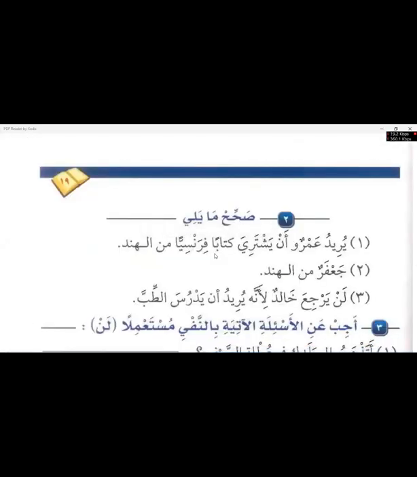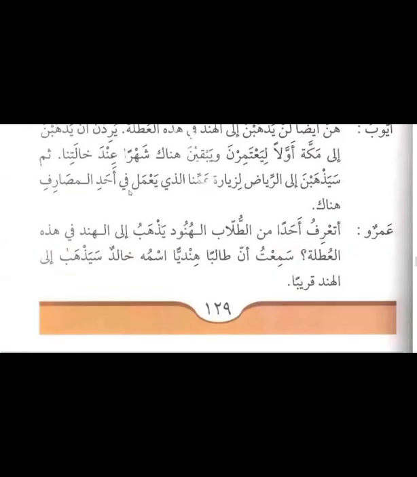Last time we stopped here, so you will correct these sentences according to the lesson. Answer the following question in negative, making use of the particle لن. So last time we learned about the particle لن.